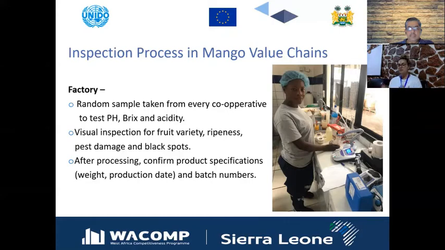So you want to confirm that it's the right specifications, which again would be your pH, your Brix, and your acidity. Is it the correct weight? What is the production date? And then you want to align this with the batch numbers. This way you have full traceability, that you can go back directly to each cooperative and match it to the right batch number. So you have full traceability for your inspection process from the farm to the factory.